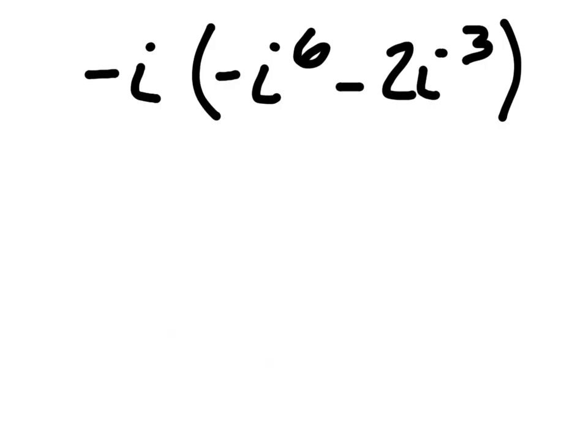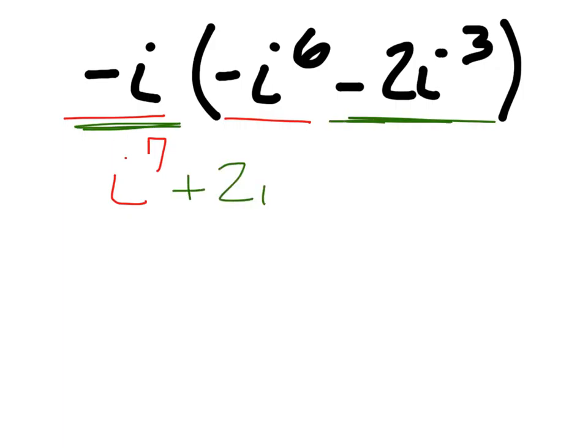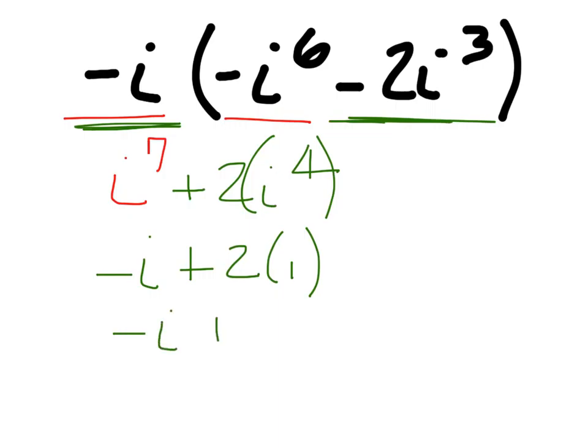On the practice, when we multiply these two together, we get a positive i to the 7th. And then multiplying these two together, we get a plus 2i to the 4th. Now, i to the 7th is going to be a negative i. And i to the 4th is 1. So we have negative i plus 2, but we have to reverse that to get 2 minus i.